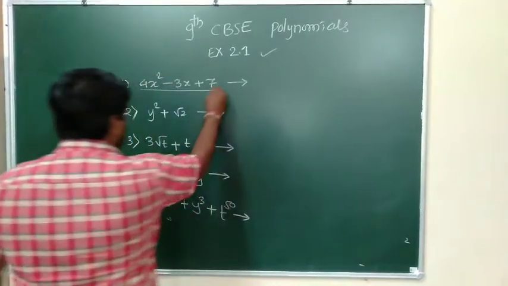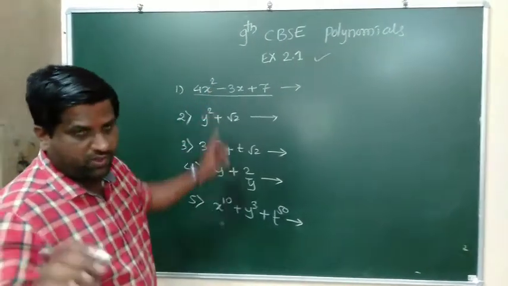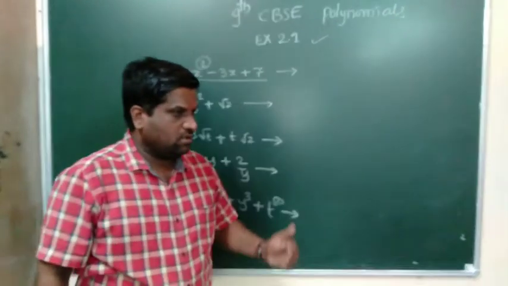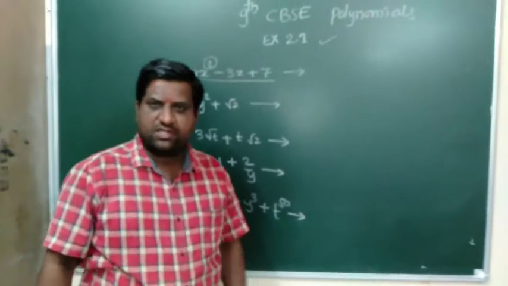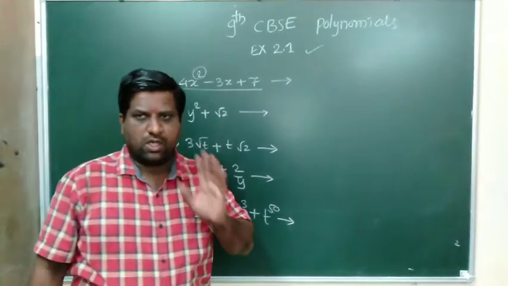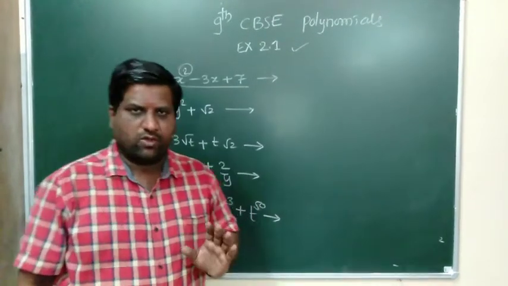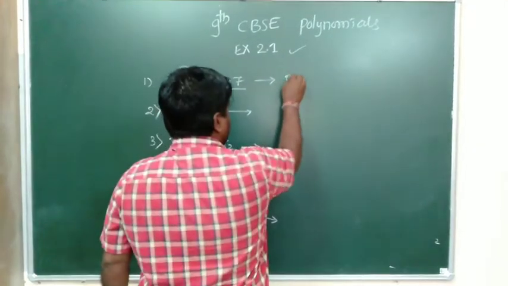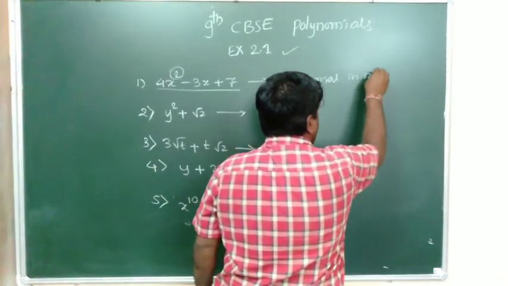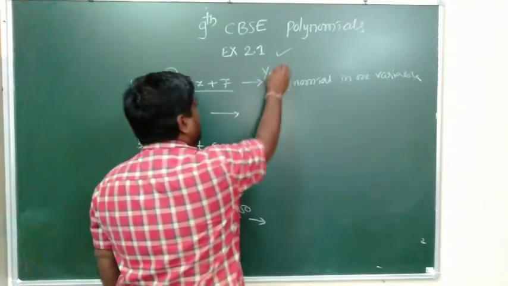Just observe this expression. This consists of only one variable, that is x, and the maximum power is 2. How do we decide whether the given expression is a polynomial or not? The power should be a whole number. It should not be a fraction, and it should not be a radical, that means a negative value. So this is a polynomial in one variable.